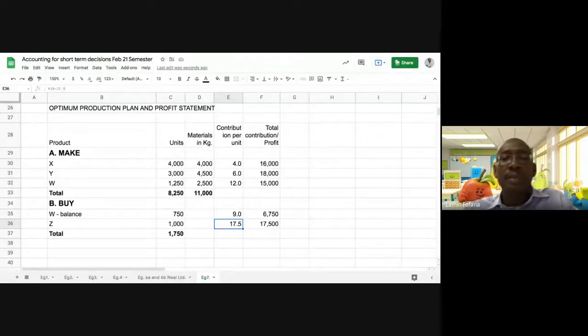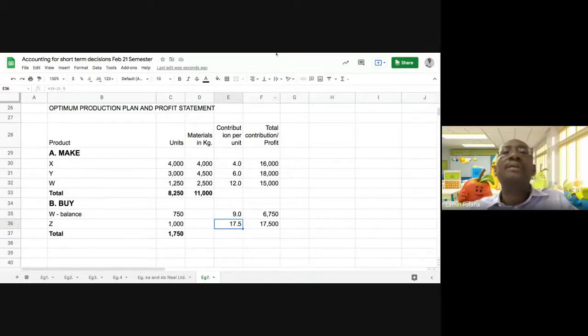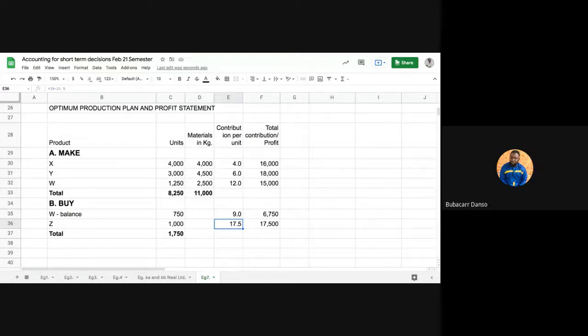21.5 is the what? Okay, no problem. 21.5 is the buying price per unit. Yes. The contribution for X, Y, and W.